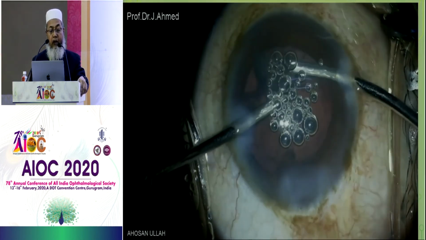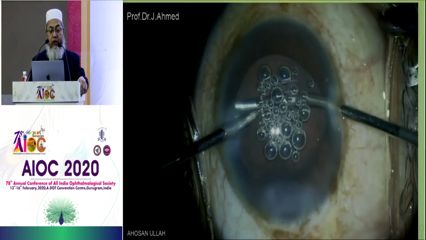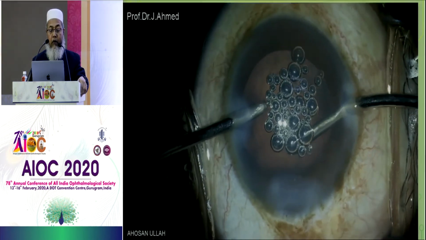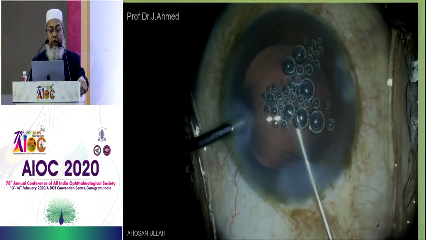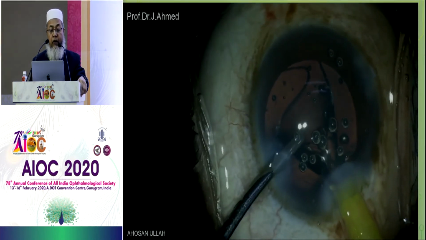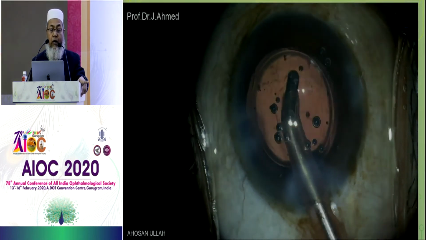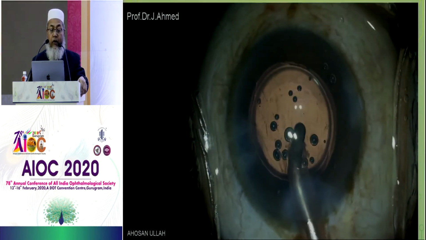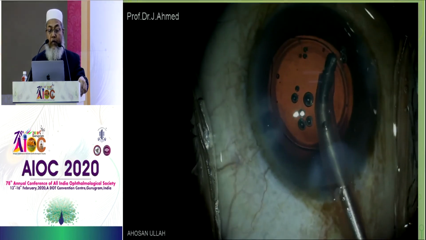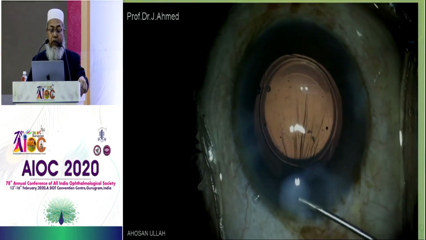And after clearing the cortical matter, first remove the aspiration cannula, keep the infusion cannula inside, and then inject viscoelastic to keep the anterior chamber formed. Then implant the IOL in such a way that it does not directly hit the posterior capsule, so that posterior capsule rupture does not occur, because in these cases the posterior capsule remains very thin. So no attempt should be made to do anything near the posterior capsule.